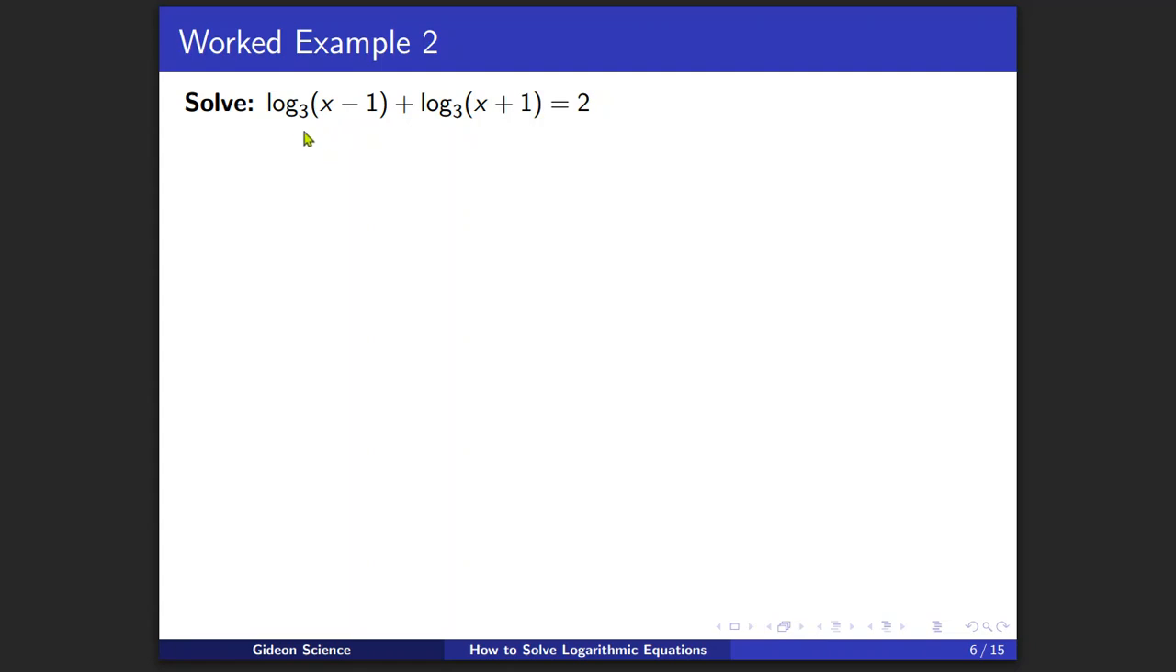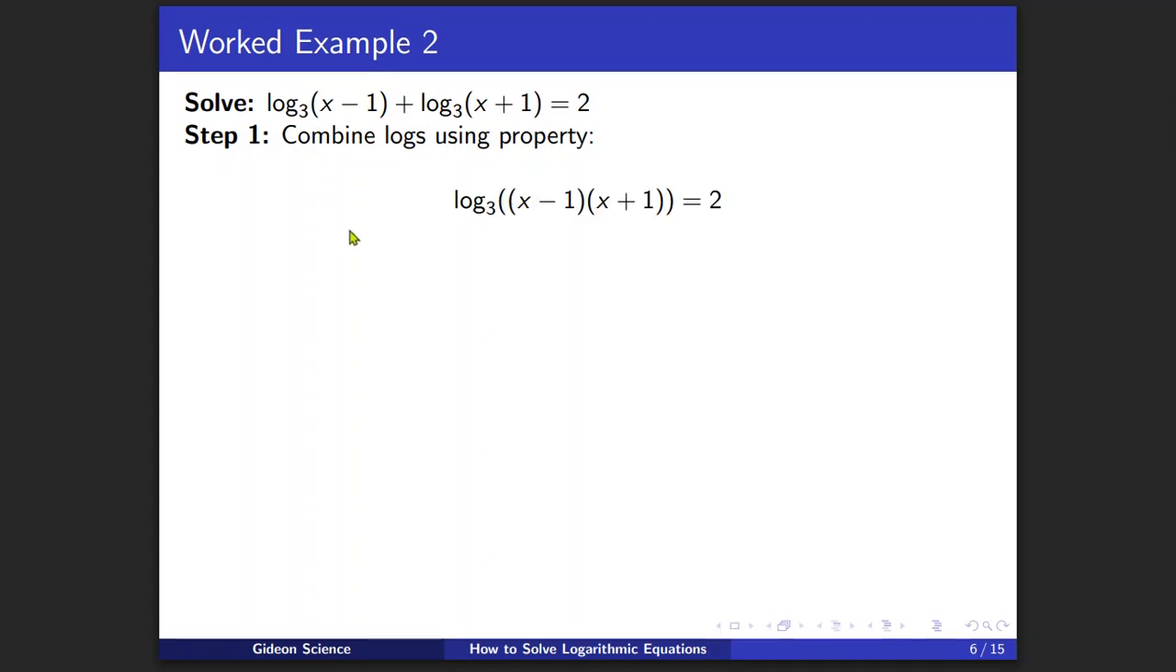Example 2. Solve log of x minus 1 base 3 plus log of x plus 1 base 3 equals 2. Step 1. Combine logs using the property. In this case, this is addition. So we'll combine with the addition property and we will have log base 3 of the product. You see, what we have here now becomes a product, that is x minus 1 times x plus 1, all base 3 equals 2.